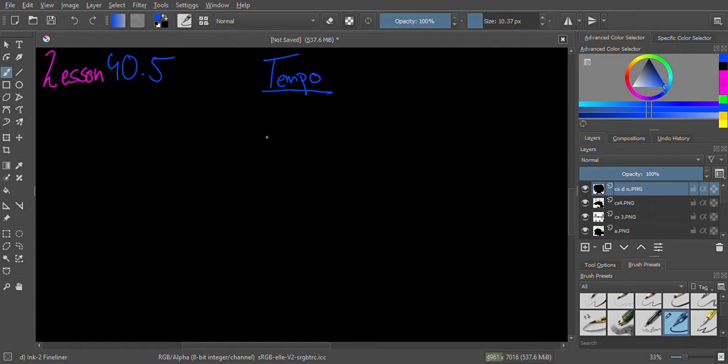So I talked about tempo and everything, but one thing I didn't talk about was change. So what about when a tempo changes in a piece? What if you want a piece to get faster or slower? Then what do you do?